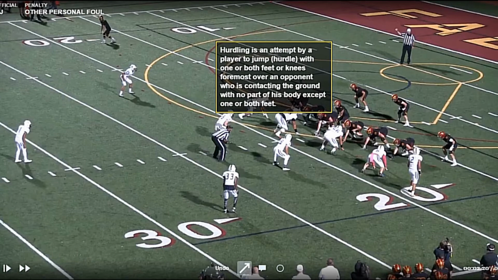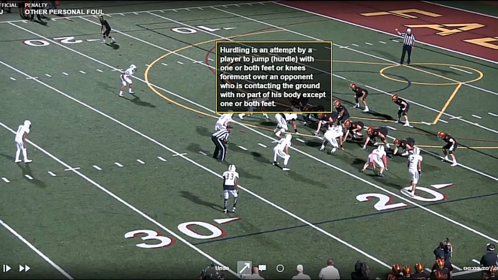In other words, if he's head first over an opponent, or we've got a quarterback sneaking the ball, he's diving over a pile, whatever it might be, head first, that's not a hurdle. But if they're jumping over a person or persons with their feet foremost, that just means basically ahead of their body.